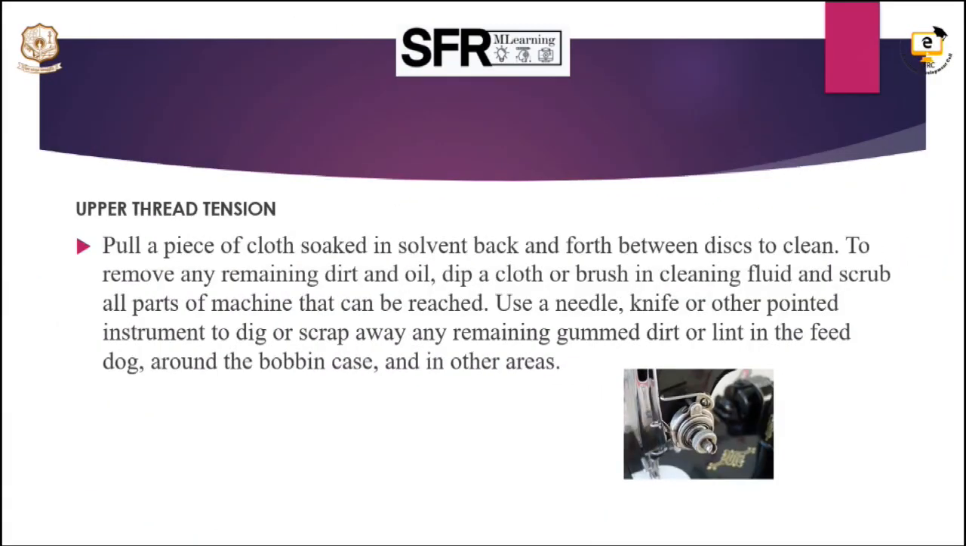And then upper thread tension. Pull pieces of cloth soaked in solvent back and forth between the discs. So the cloth is in the upper tension, slowly moving up and down. So the dirt part and oil, tip, cloth and brush are used for cleaning. All the parts of the machine can be reached. Use a needle, knife and other slightly pointed instruments for the upper thread tension to remove the general dirt, and oil is also easily removed.